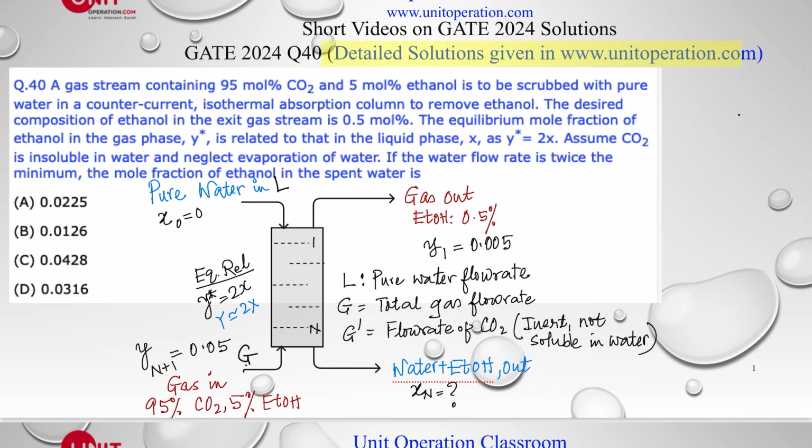The desired composition of ethanol in the exit stream is 0.5 mole percent. So this is the one, that's what is going out. It's going out with carbon dioxide, which has not been absorbed at all.